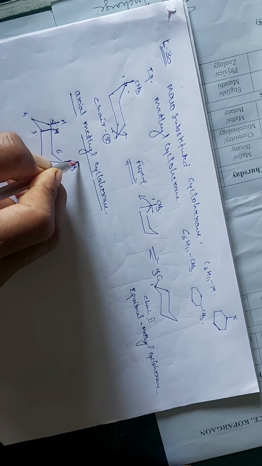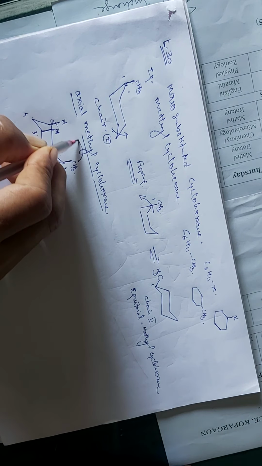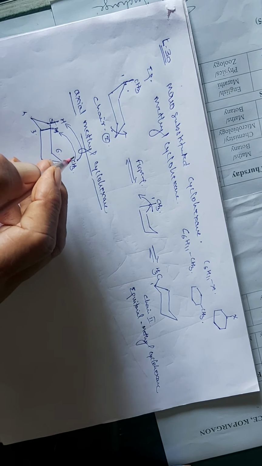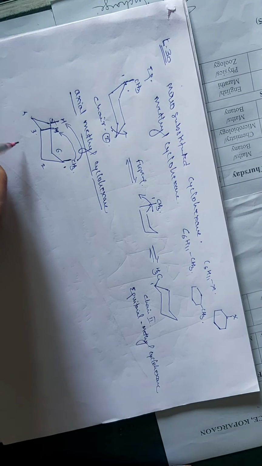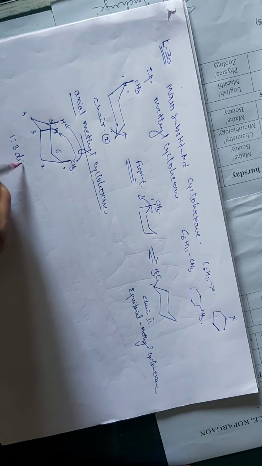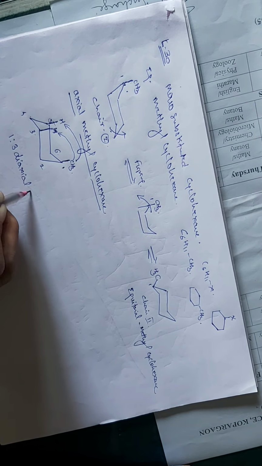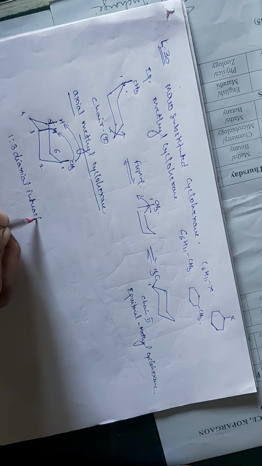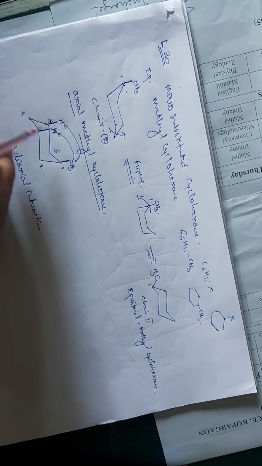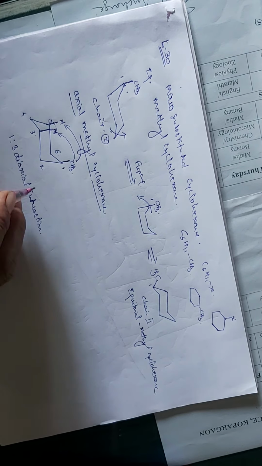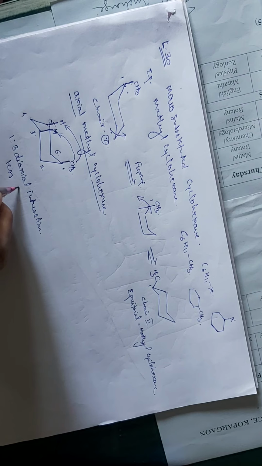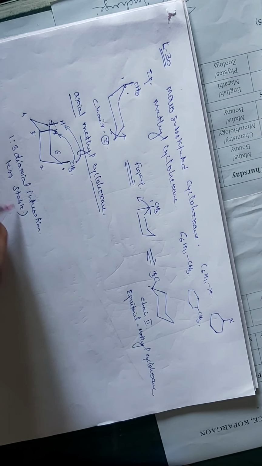This methyl group is bulky, and that's why it interacts with this hydrogen, and it also interacts with this hydrogen. And so there is a 1,3 diaxial interaction. Due to this 1,3 diaxial interaction of the methyl and hydrogen groups, the internal energy of the molecule increases, and that's why this conformation becomes less stable. This is one of the reasons.